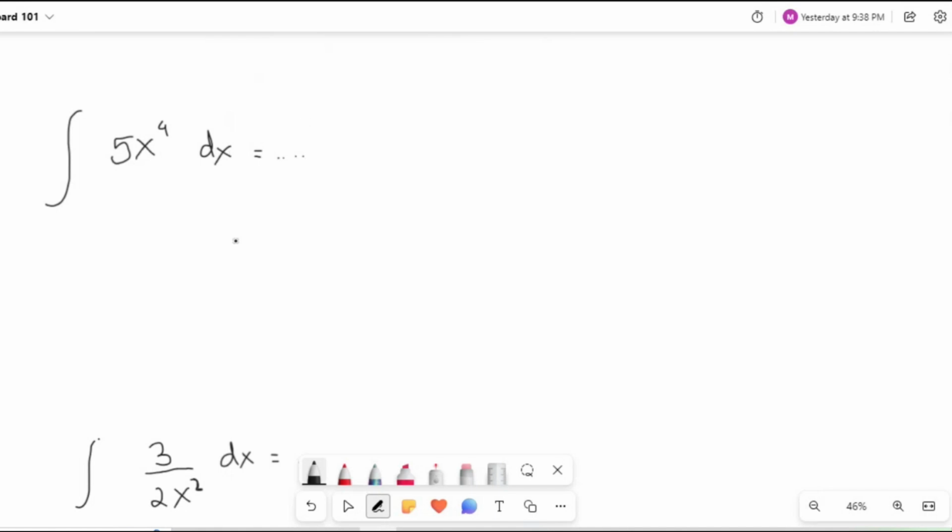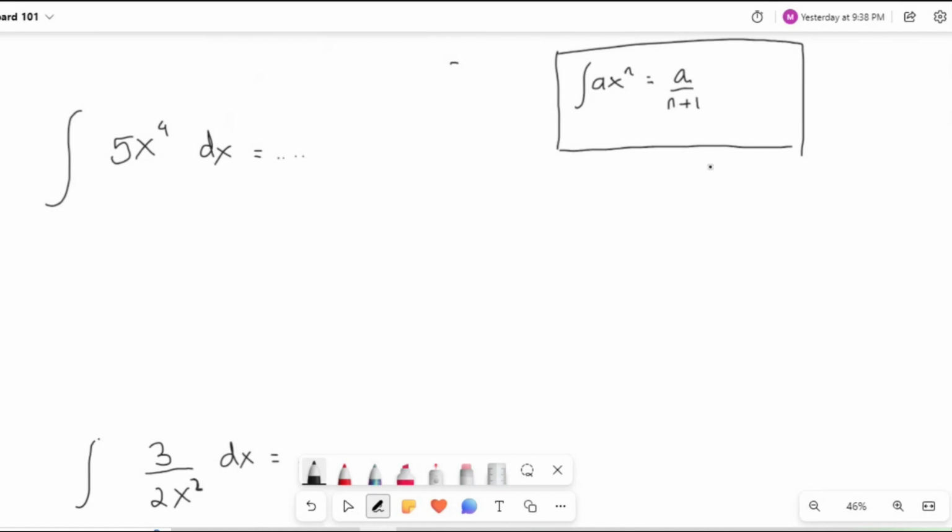So whenever you have an integral, you need to put dx. Okay, so what is the integration of 5x to the power of 4? Let me put a box here just to remind you of the formula. The integral of ax to the power of n is a over n plus 1, the power moves down and you add 1, then the power itself you also add 1, plus c. As simple as this.